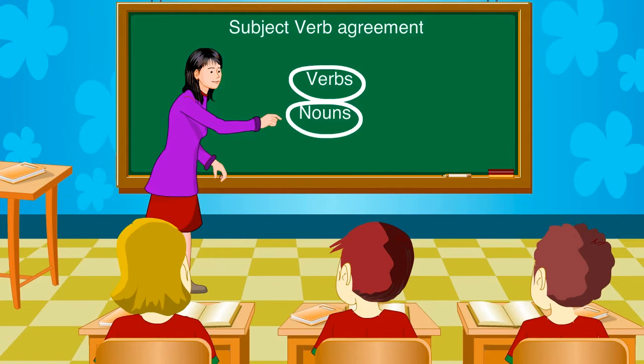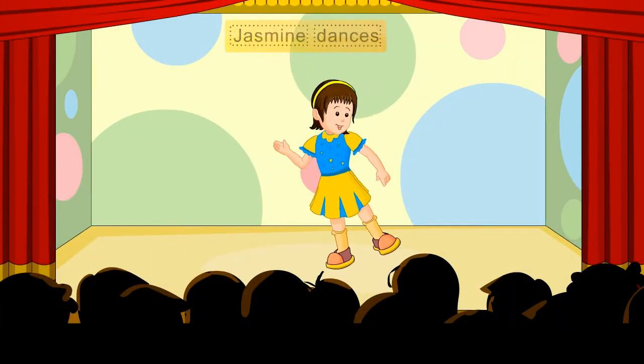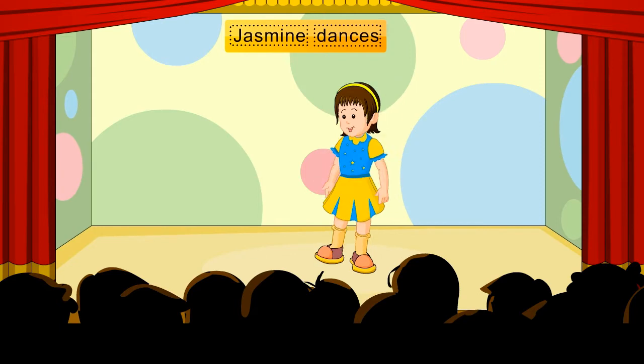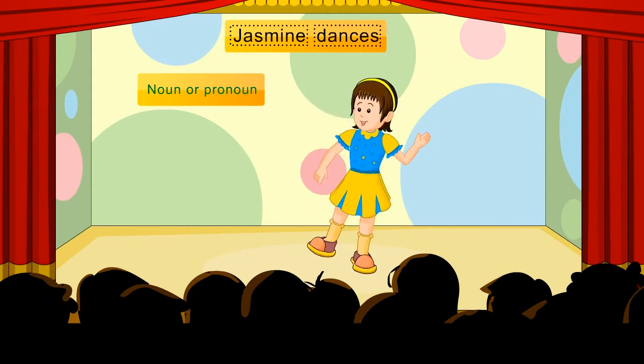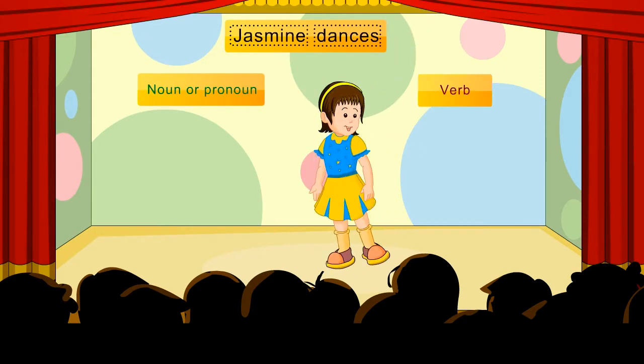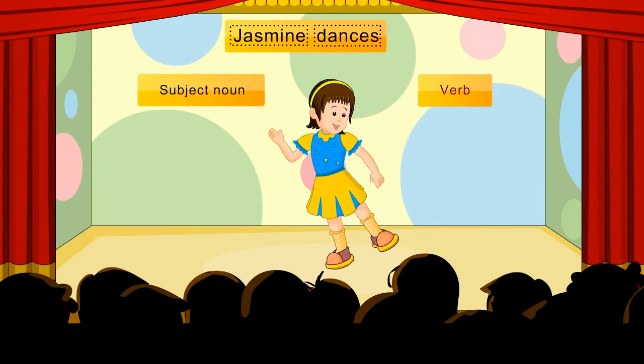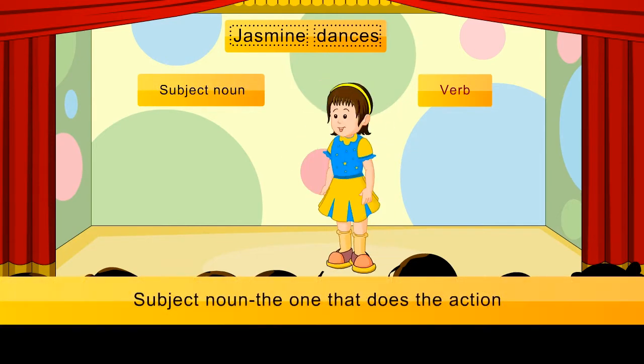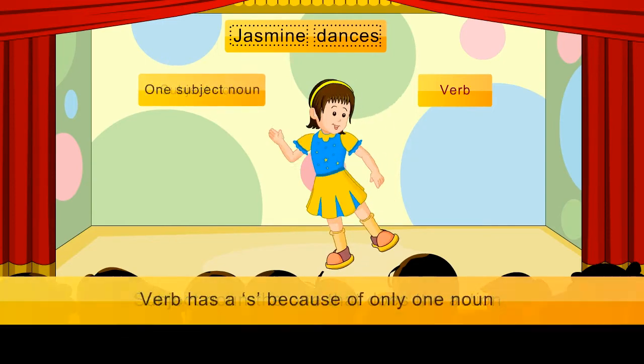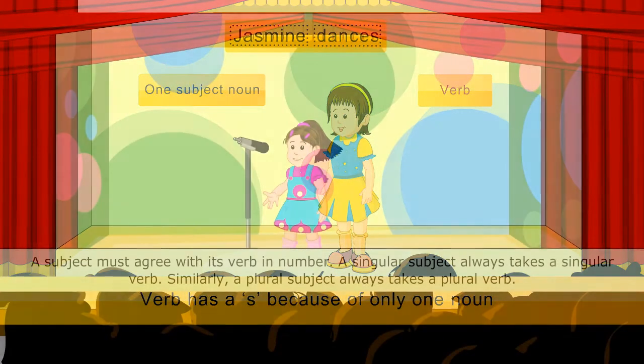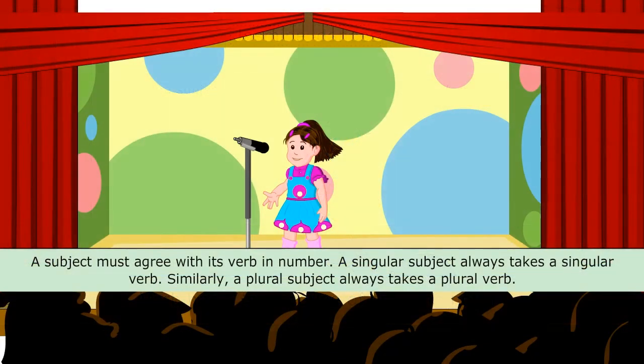The subject in a sentence could be a noun or pronoun, and the verb is the action word. Let's take the sentence, Jasmine dances, as an example. Here the noun is Jasmine and the verb dances is the action. Jasmine is also called a subject noun because Jasmine does the action. The verb dance has an S because of one subject noun, Jasmine. Subject and verb must agree with one another in number.